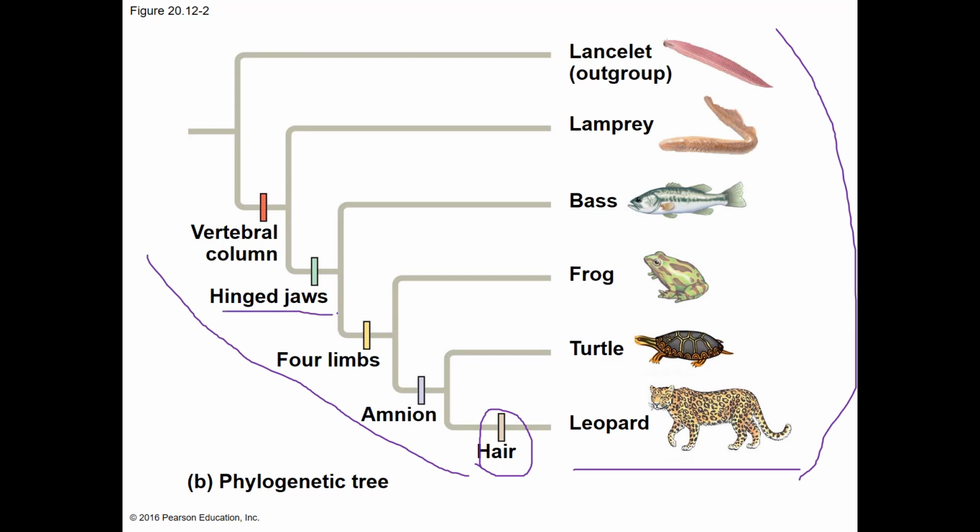Hinged jaw is also a shared trait amongst these guys, but it's derived from whoever this common ancestor was right here. Four limbs is a derived trait. It's now different from all these fishy-like things, right? And these guys have the four limbs. Amniotic fluid, possessing the amnion, now separates amphibians out from the reptiles and the leopards.